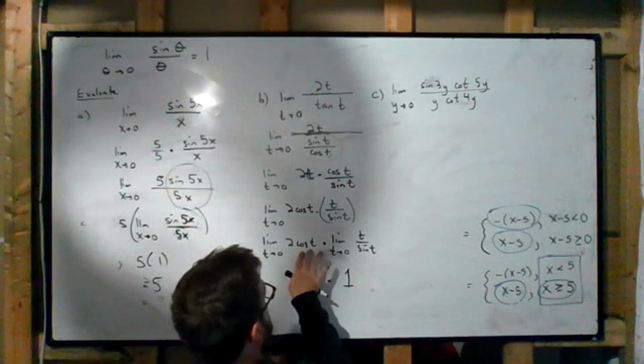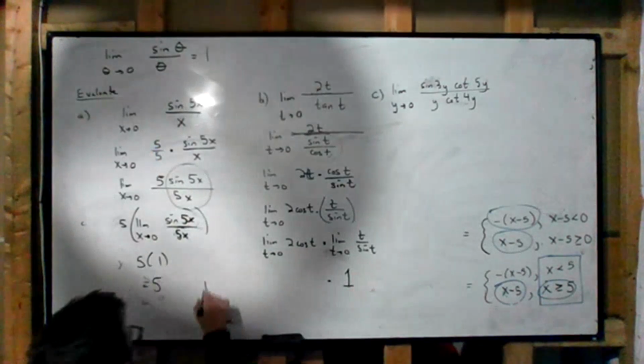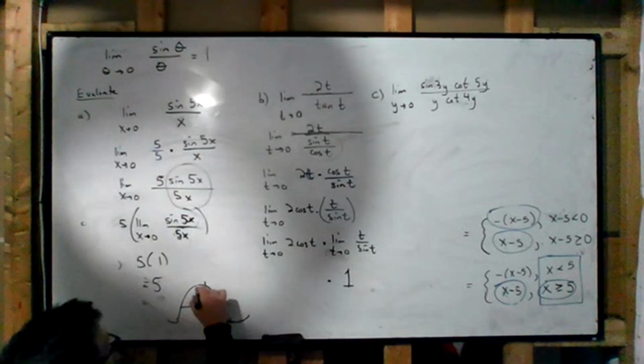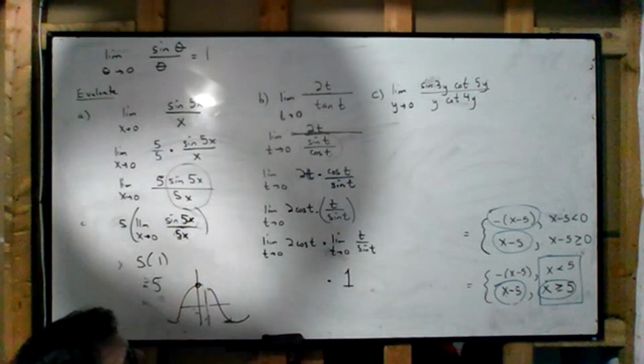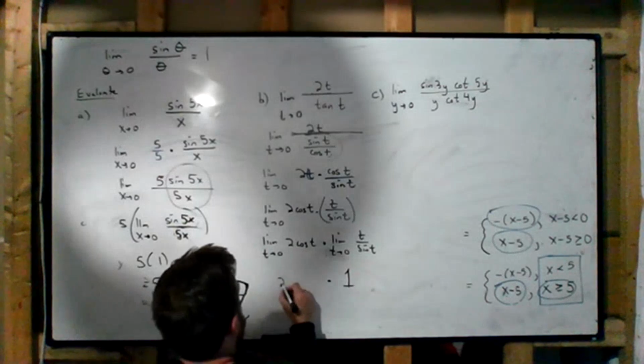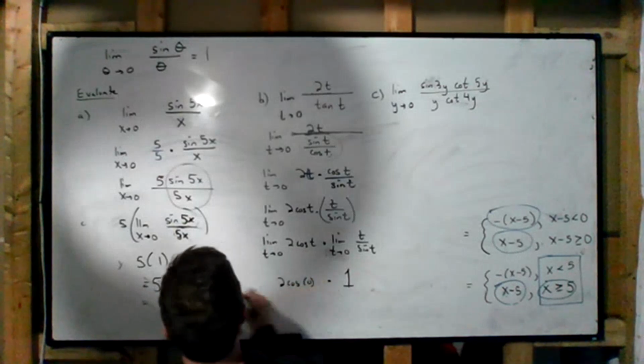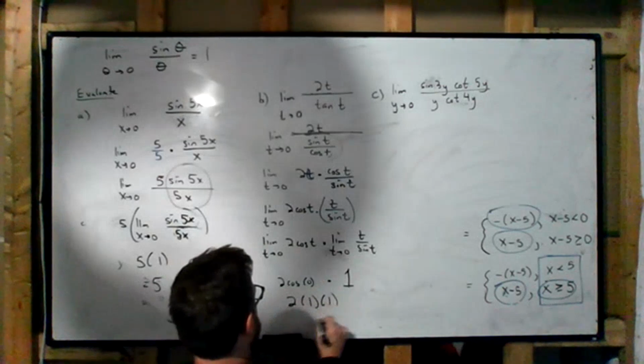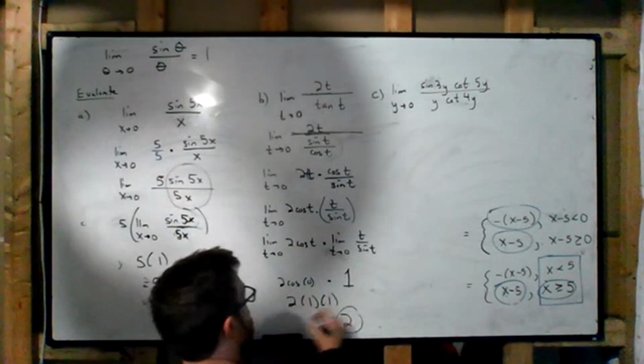And this function is defined at 0. If you look at the cosine function, it looks like this. What I know is the cosine is defined at 0, and the cosine of 0 is equal to 1. So this is 2 times 1 times 1, which is equal to 2.